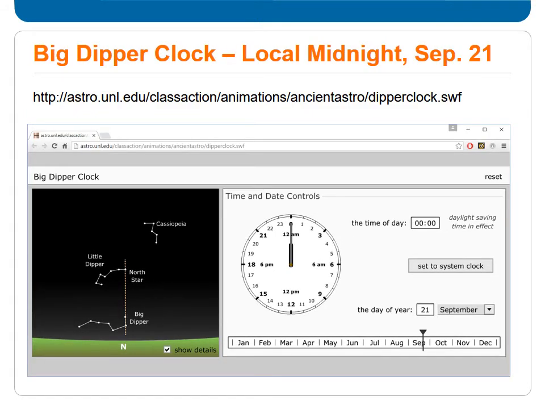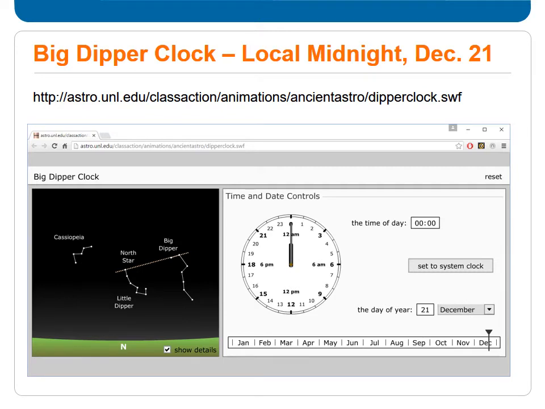The University of Nebraska's Big Dipper clock simulation shows how the stars rotate daily and how these orientations shift from day to day. Again, this is the position of the Big Dipper, Little Dipper, and Cassiopeia at local midnight on the autumnal equinox. Let's consider the annual variation. Let's look at the position of the stars at local midnight throughout the year.